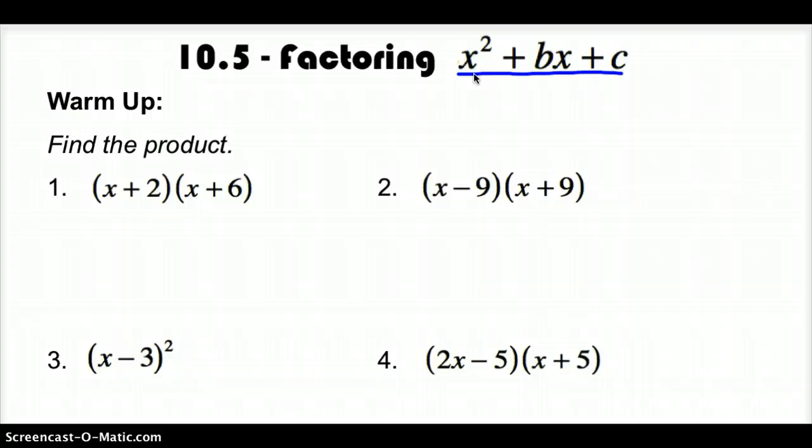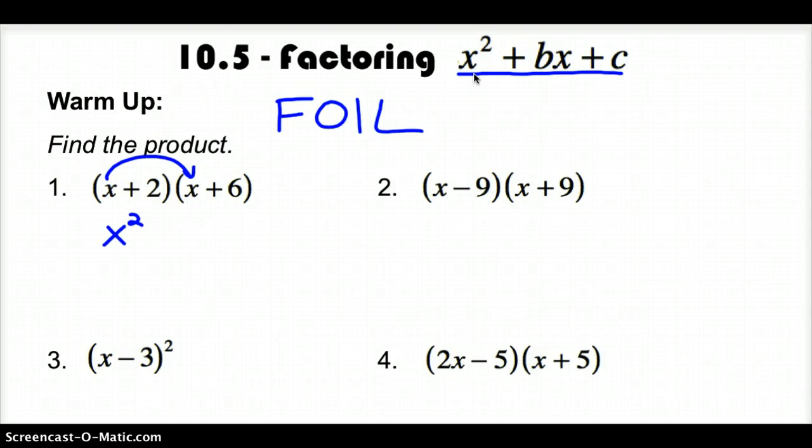When we're finding the product of these two binomials, remember the method we're using is FOIL, where we go first, outside, inside, last. First means we multiply the first term of each binomial together. I know that x times x is x squared. Now the outside: x times that positive 6 gives me a positive 6x. Now the inside terms: 2 times x gives me a positive 2x. And last times last, 2 times 6 gives me positive 12.